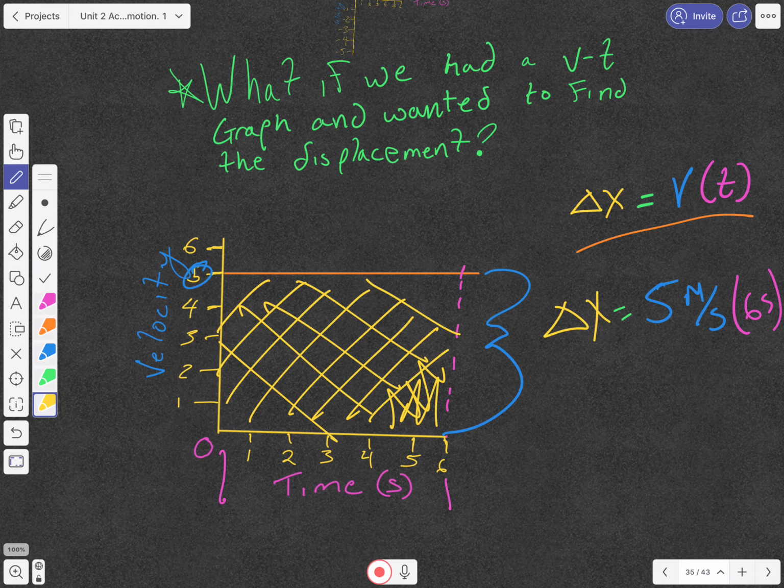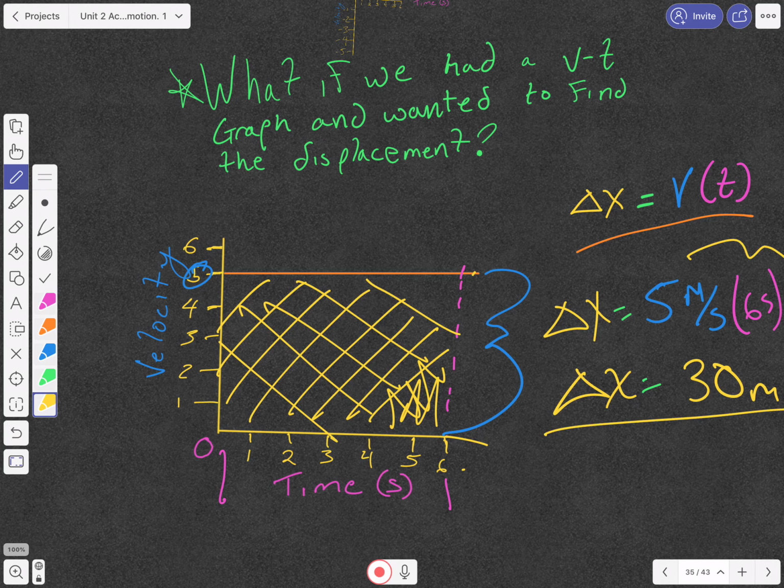So if you think of this length as 6 and this height as 5 meters per second, that would give you the same answer for your delta x, which is equal to 30 meters. Which, again, you can mathematically check: if you're going 5 meters per second for 6 seconds, which is what we did here, you'd get 30 meters.